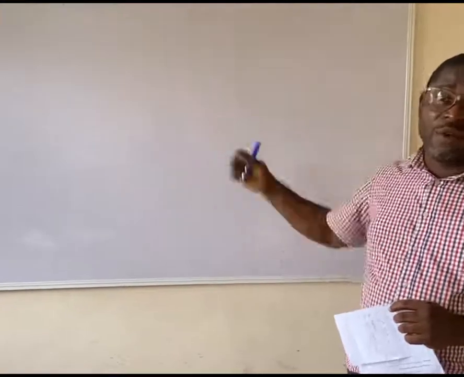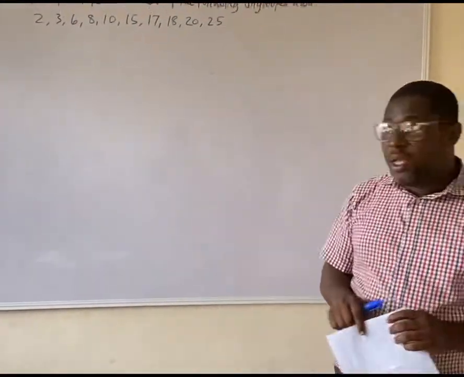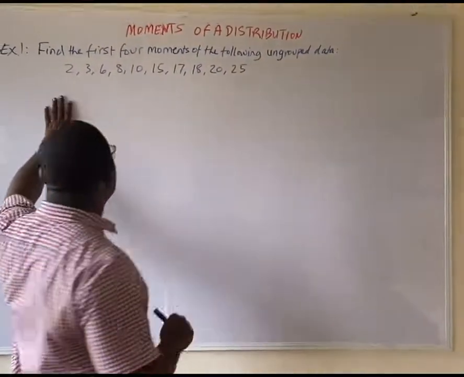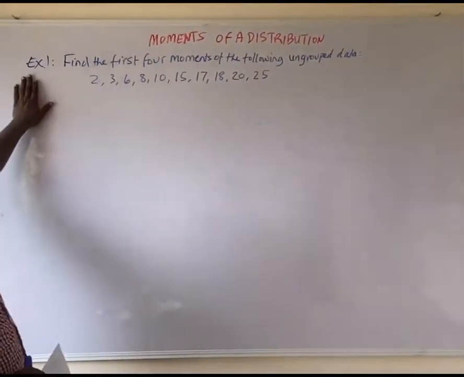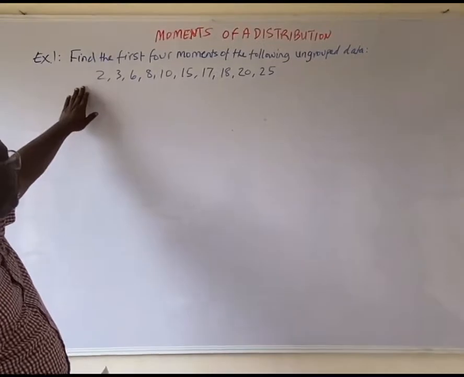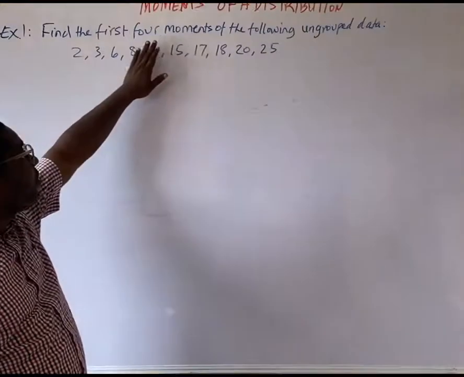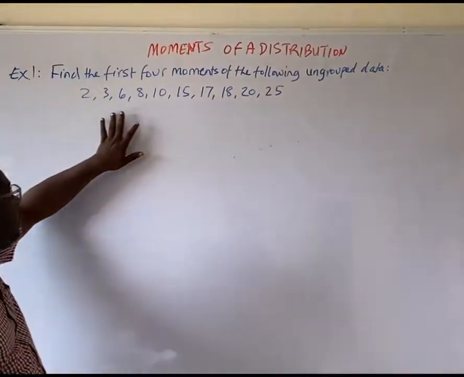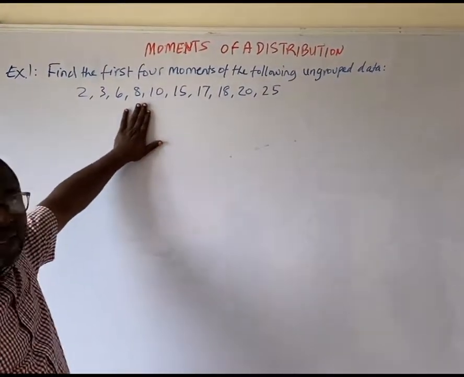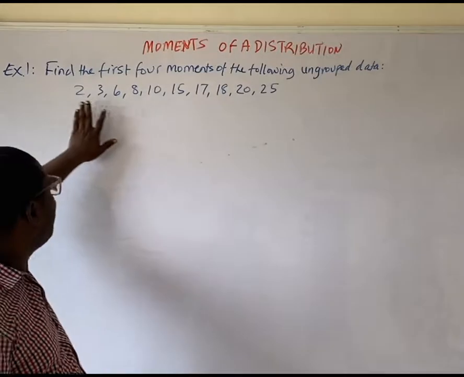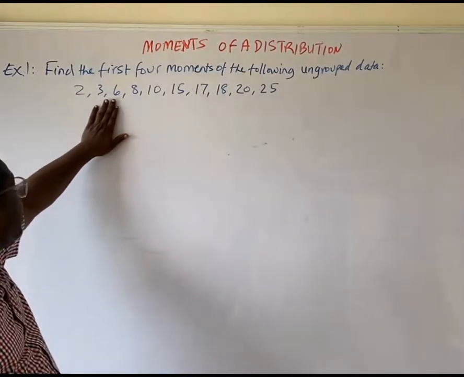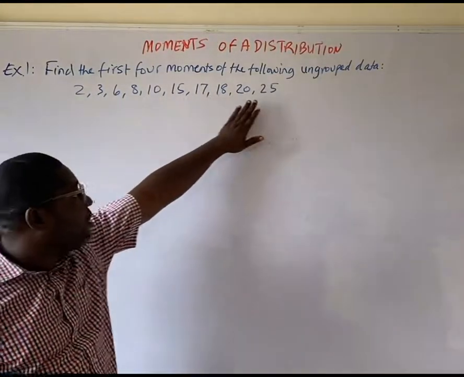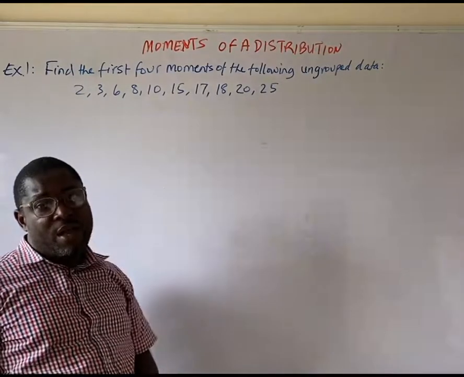Let's look at what we have on our workboard. We're looking at example 1 here, as you can see, and we'll be dealing with finding the moments of the following ungrouped data. Here the data are raw data and they are ungrouped. We have 1, 2, 3, 6, 8, 10, 15, up to 25.